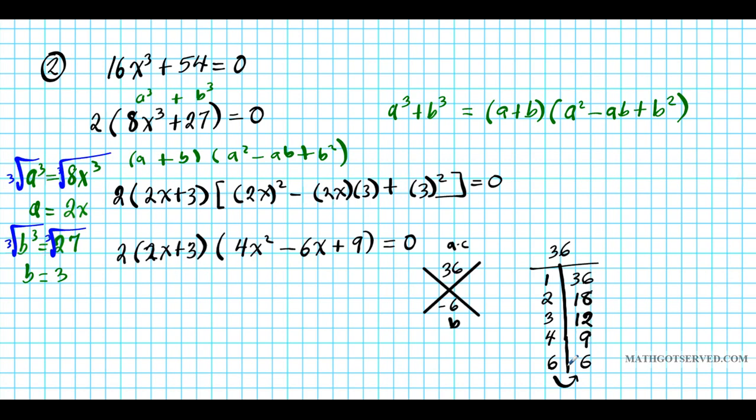There is no way we can combine these two to get negative 6. So guess what? 4x squared minus 6x plus 9 is prime. It cannot be factored. So we're going to box this. This is our factored form.